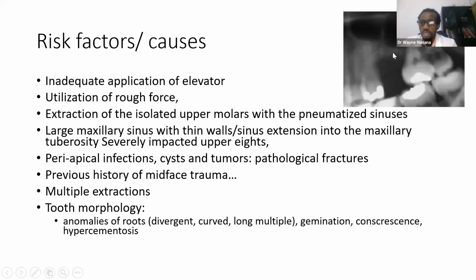It's thought that when you extract a tooth, you lose 40% of the alveolar bone height. When you do an extraction in such patients, they are at a higher risk of breaking the tuberosity, and also of oral antral communication. Patients with a large maxillary sinus, a large pneumatized sinus, are at higher risk. So are patients with periapical infection, cysts, or tumors.